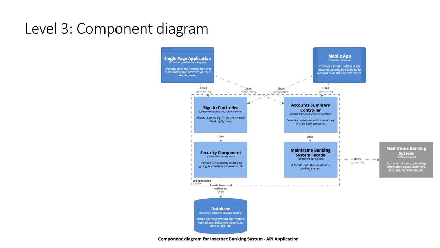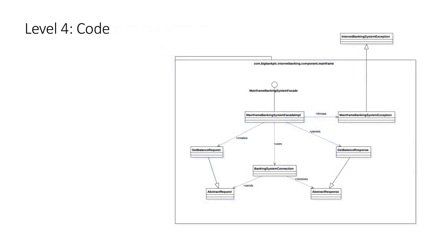Again, once the component diagram is ready, we can zoom in to level 4, code. And this level shows how each component is implemented as code. So here we're using a UML class diagram. This is an optional level of detail, and it's often available on demand from tooling such as an integrated development environment. So you can automatically generate those diagrams using, for instance, Visual Studio.